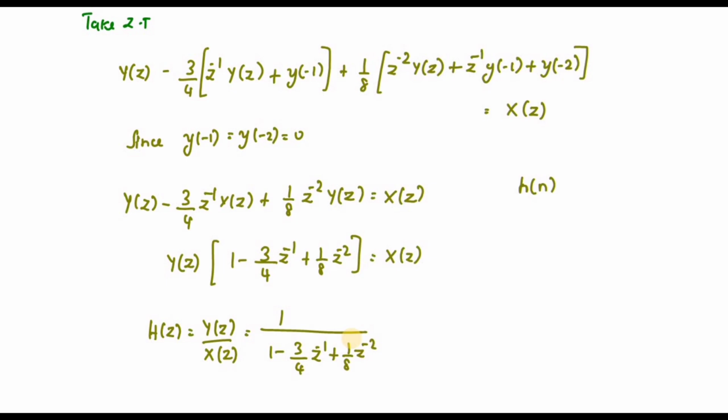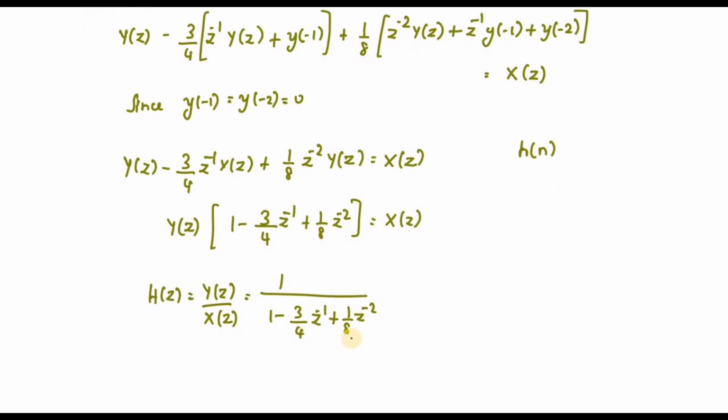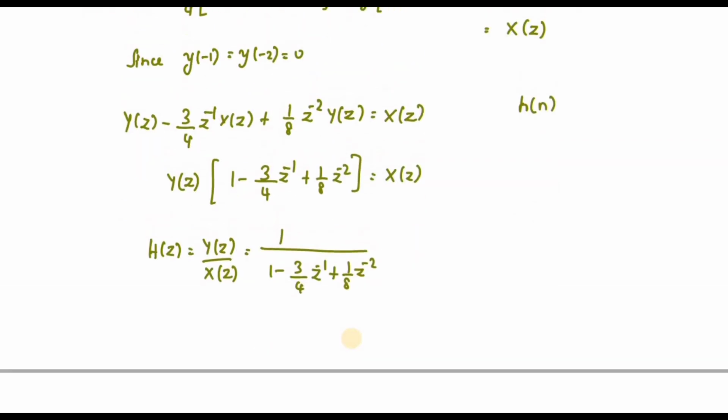So you apply 1/4 into 1/8, you will get the answer for this, right? Before that, let me multiply z square on both sides. If I multiply z square on both sides, I will get z square divided by z square minus 3/4 into z plus 1/8.